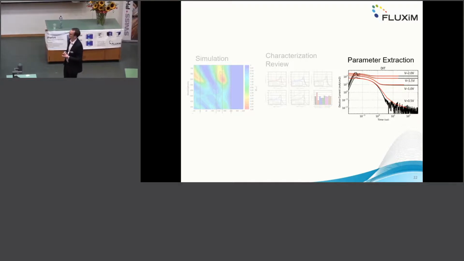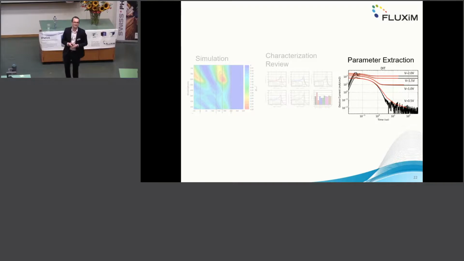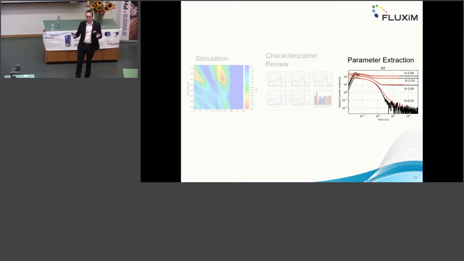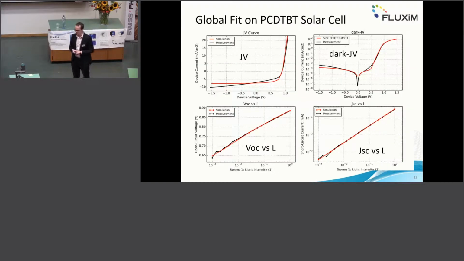We analyzed a PCDTBT:PCBM solar cell, a classical organic solar cell, and we performed all of the measurements I showed you before and many more. We did simulations and used fitting algorithms until the simulation and measurement matched in all cases, to extract one set of parameters. And it looks like this here. So these are the first graphs.